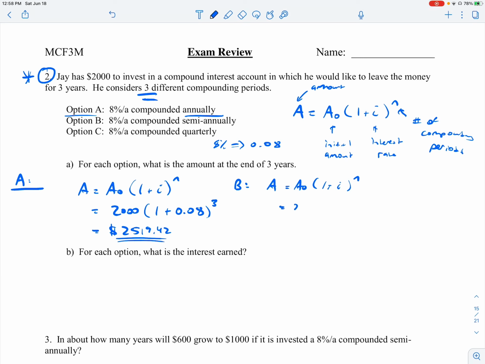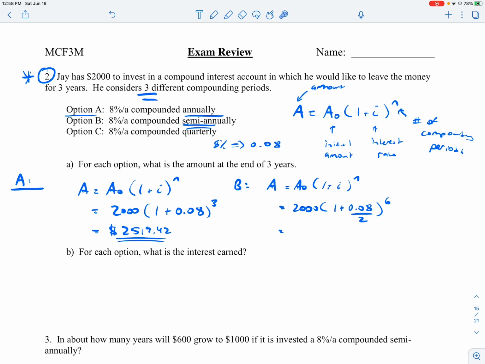So we're going to have 2,000. We're going to do 1 plus the 0.08 over 2. So I'm dividing it by 2 because it's semi-annually. I'm going to have half the interest rate. And the number of compounding periods, well, it's for 3 years, and it's going to go twice a year. That's a total of 6.